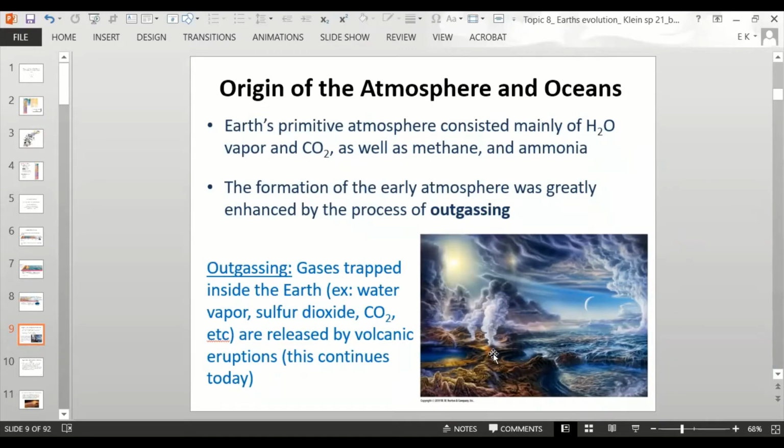You may also have just some venting where it's not necessarily a volcanic eruption. It might be more just a vent with gases coming out, which is more called a fumarole.